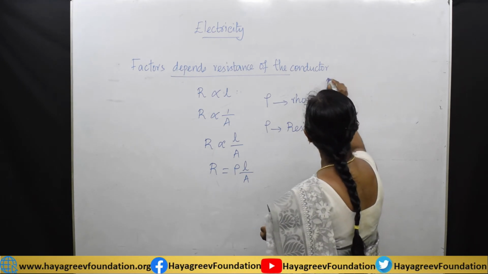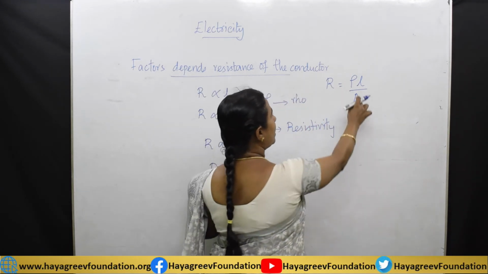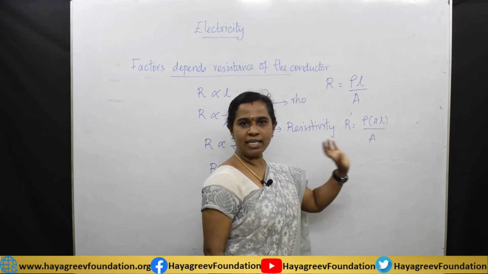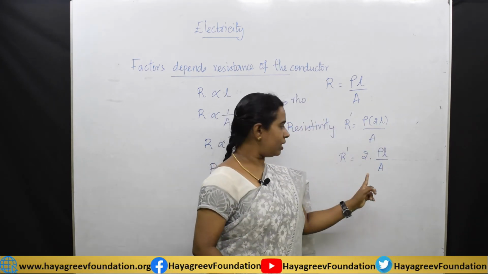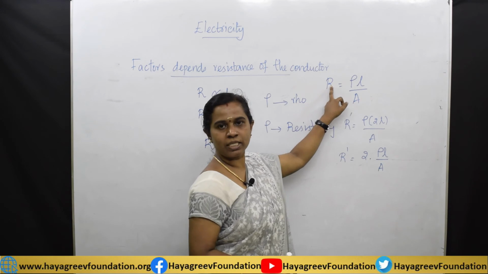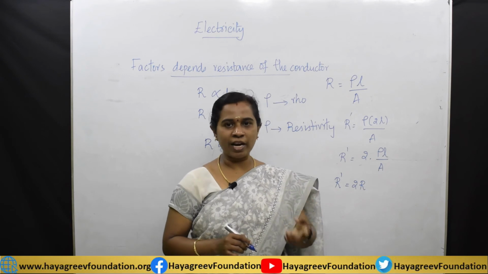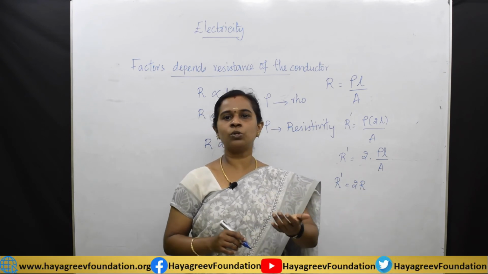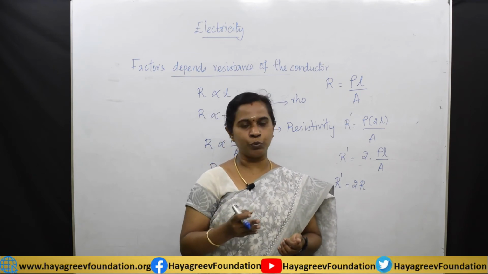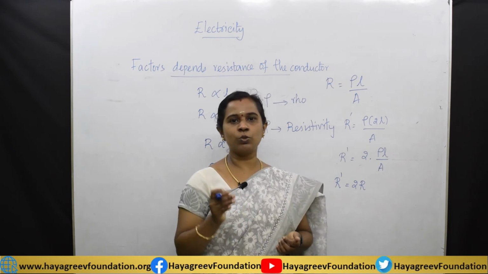For example, R equal to rho L by A. So now if length of the conductor is going to double, R dash equal to rho into 2L by A. So 2 I am taking in front, 2 into rho L by A. Rho L by A is nothing but R. So what happens here? Length of the conductor is twice, resistance of the conductor is also twice. Maybe length of the conductor is halved. Halved means reduced by 2. If length of the conductor is reduced by 2, resistance of the conductor is also reduced by 2.